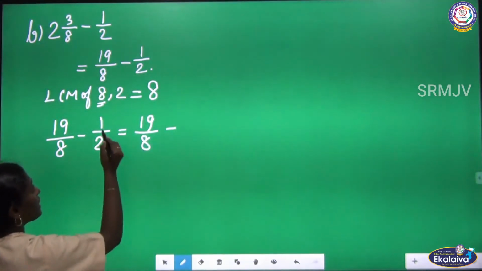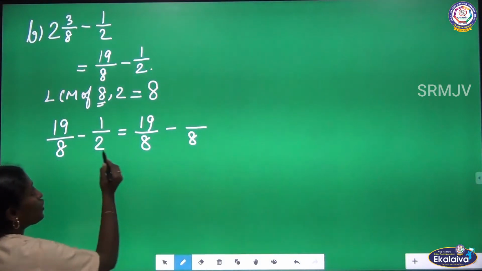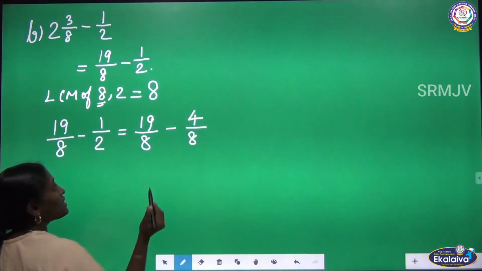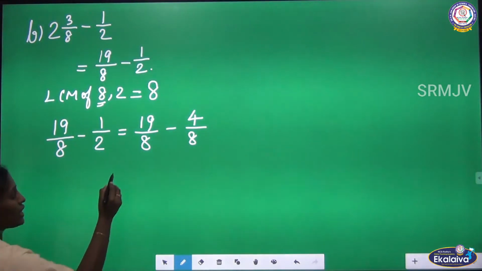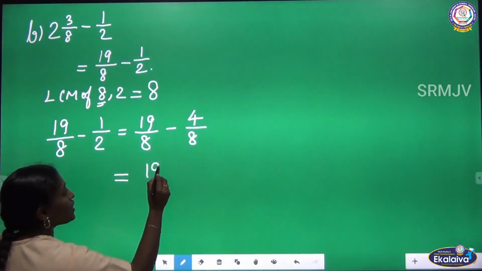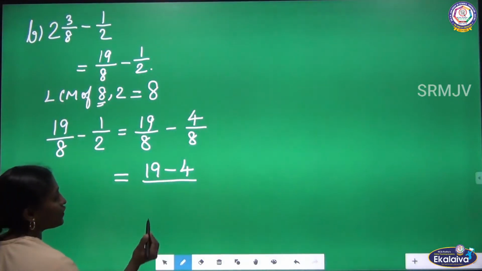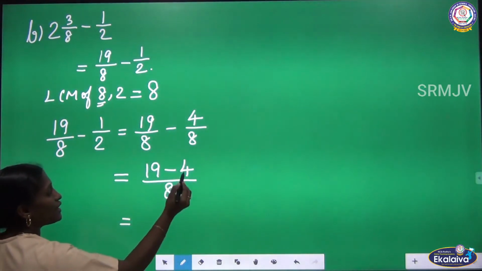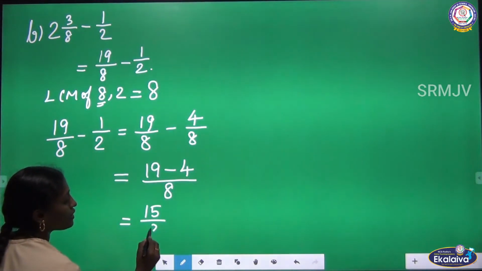19/8 minus 1/2. In the 2 table, when you get 8, 2 4s are 8. So, we have to multiply the numerator by the same number 4. Then 1 into 4, 4. We will get 4/8. Now, these two fractions are like fractions. So, we have to subtract the numerators 19 and 4, and keep the same number in the denominator. Here 19 minus 4, that is 15/8.